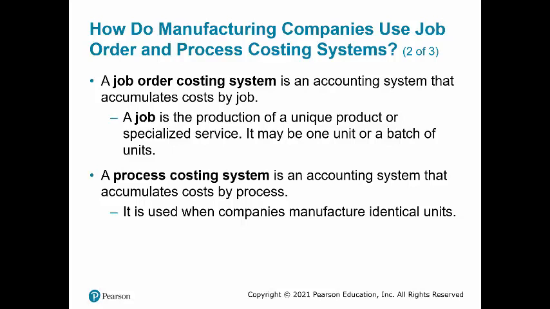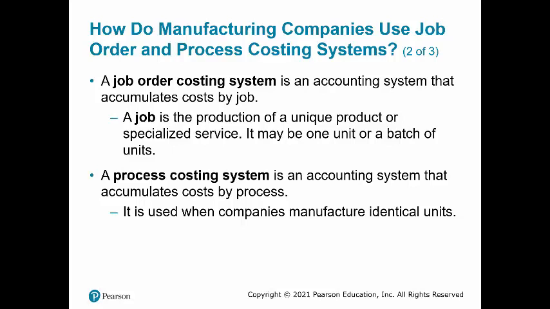Job order costing is often used by businesses that are going to produce a unique product or provide some type of specialized service. And that is the reason why the costs are accumulated by batch or job. So some examples of companies that would use job order costing are accounting firms, music studios, healthcare providers, building contractors, and even custom furniture manufacturers.